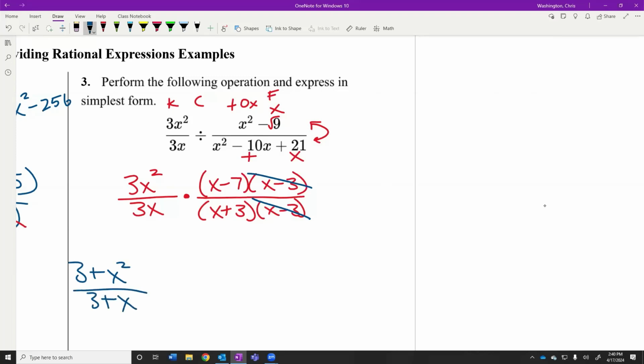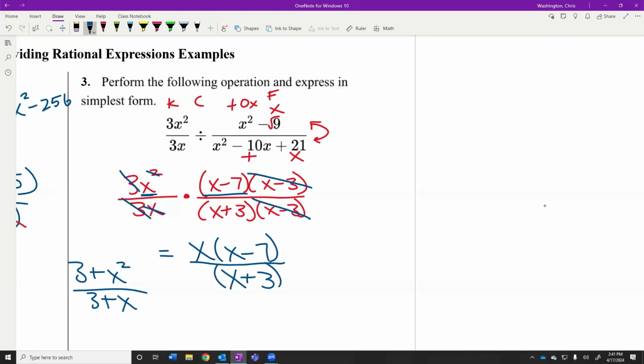No. You can't cancel any of those because they're being added. But since these are being multiplied, I can cancel the 3's and I can cancel one of the x's. So there's an x left over and an x minus 7 left over in top. So we're just gonna write x times x minus 7 on top. And there's an x plus 3 left over in the denominator.